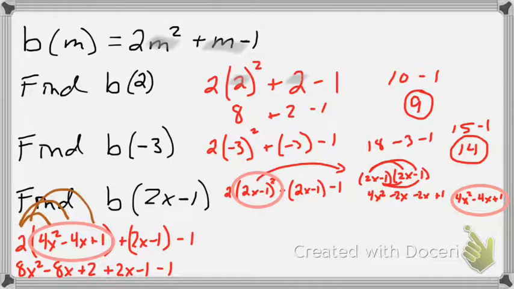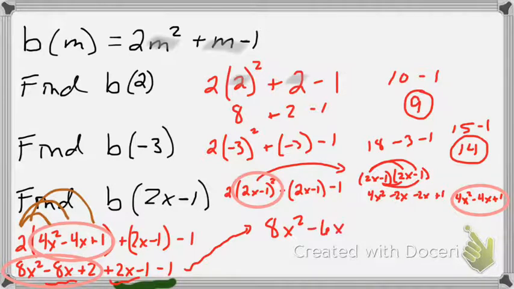So all you really have to do in this problem is substitute the 2x minus 1 in, FOIL, clean up the mess. 8x squared is lonely. We have a negative 8x minus 2x, which is a negative 6x, and 2 minus 1 minus 1, which is 0, which you don't need to write. Correct answer, 8x squared minus 6x.